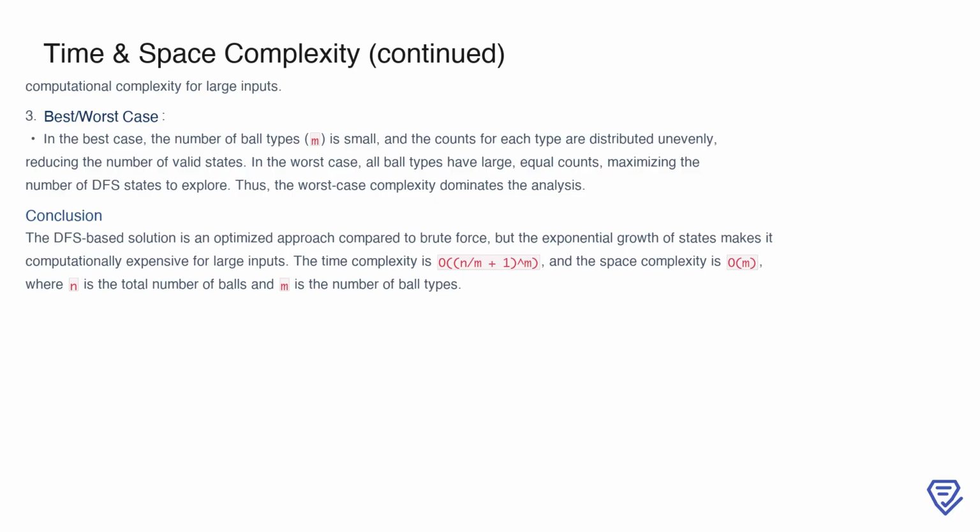large inputs. The final time complexity is O((n/(m+1))^m), and the space complexity is O(m), where n is the total number of balls and m is the number of ball types. This analysis highlights both the strengths and limitations of the DFS approach for tackling this complex combinatorial problem.